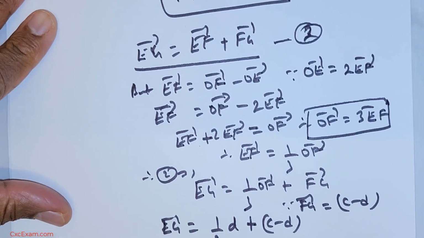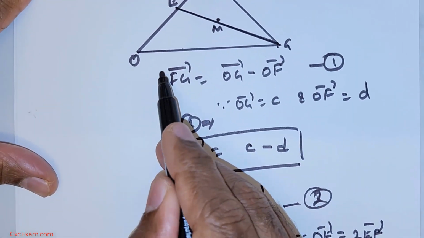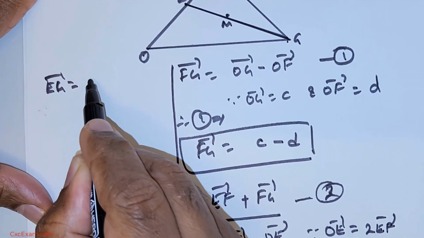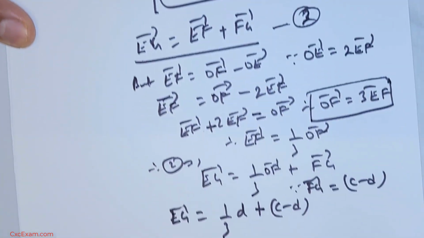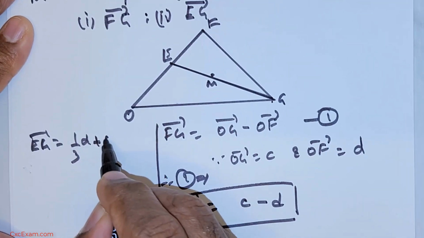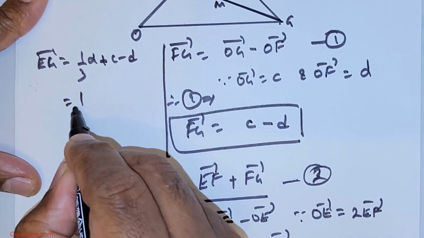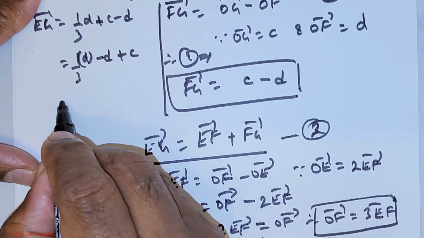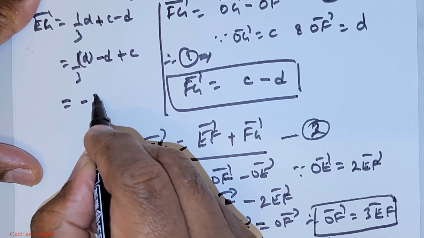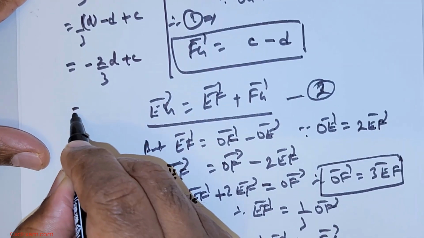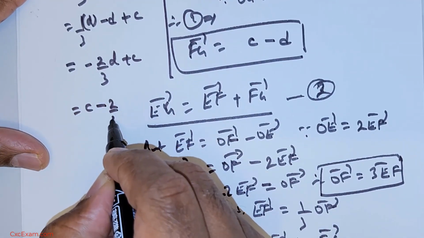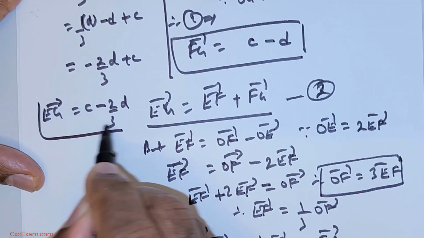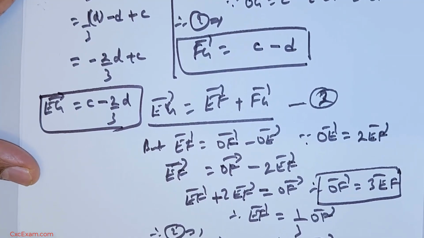Okay, so I'm going to use the space here. So you have EG vector is equal to 1 over 3 times D, C negative D. So you have 1 over 3 times D, negative D, positive C. This is going to give you negative 2 over 3 D positive C, and it can be written as C negative 2 over 3 times D. This is my EG vector. Okay, so we have got that also.